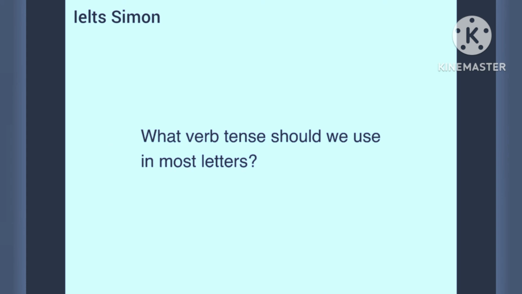What verb tense should we use in most letters? Well, it's difficult to say. You might use a few different tenses. It depends what the aim of each paragraph is. If it's telling you to explain something that happened, well, that would be in the past. If it's telling you to apologize or complain about something, it might be in the present, it might be in the past. So we can't really say what verb tense we should use. That depends on the question. So you need to look at that and decide for yourself.